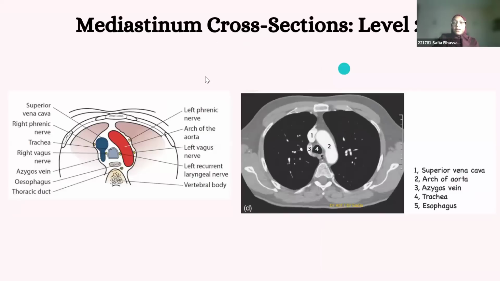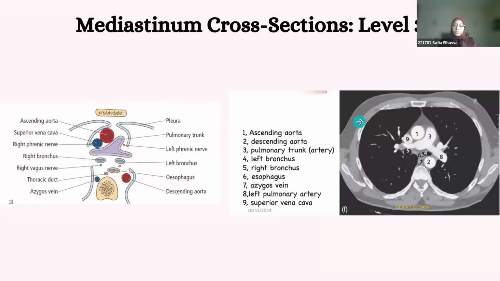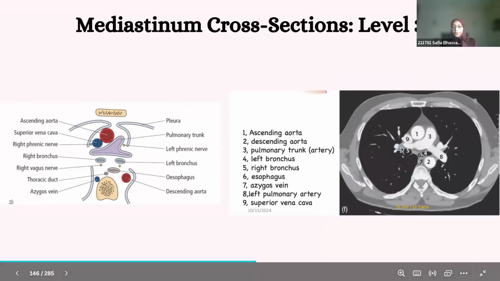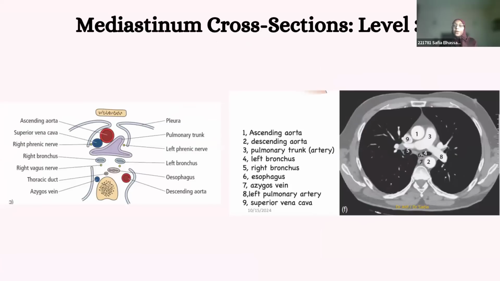Okay, now let's move on to the third level. This is where it starts to get a little bit more complex because there are more arteries and structures that we have to identify, but if you know exactly what to look for, it'll be easy. So first thing, right off the bat, you can notice that there is no more trachea.